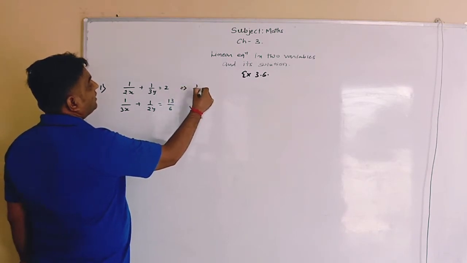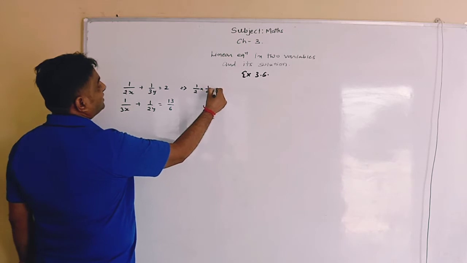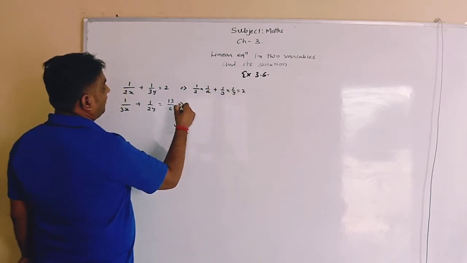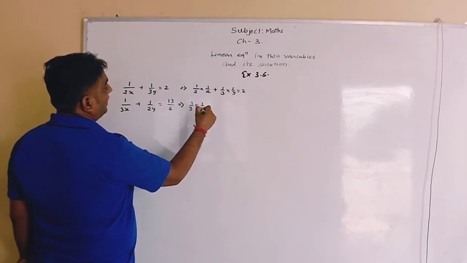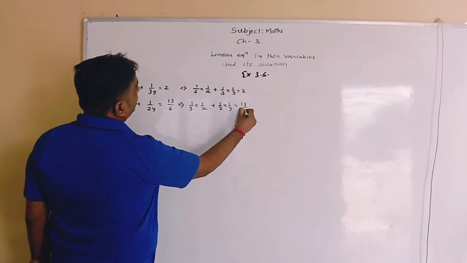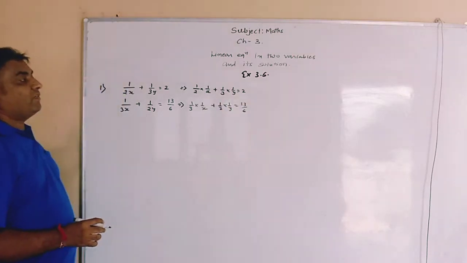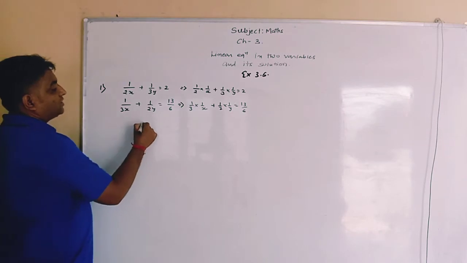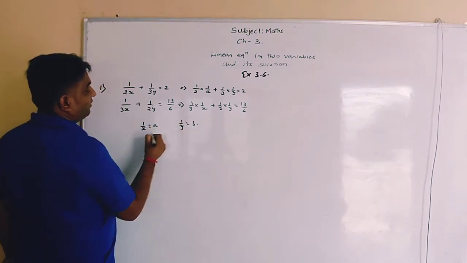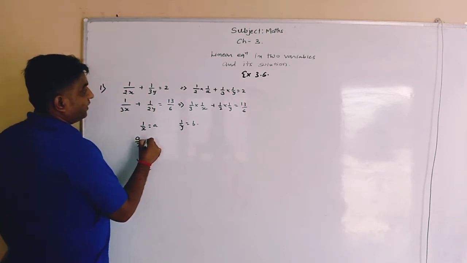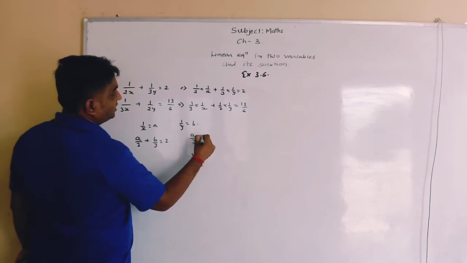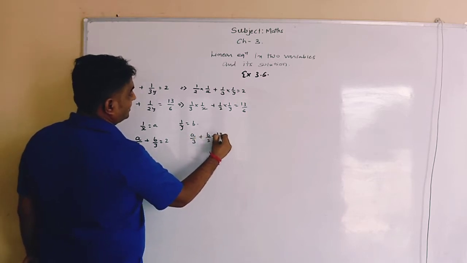So 1 by 2x we can write as 1 by 2 into 1 by x plus 1 by 3 into 1 by y equals 2. And here we can write 1 by 3 into 1 by x plus 1 by 2 into 1 by y equals 13 by 6. So we can take 1 by x and 1 by y as variables, and so we take 1 by x equals a and 1 by y equals b. And we have the equations a by 2 plus b by 3 equals 2 and a by 3 plus b by 2 equals 13 by 6.